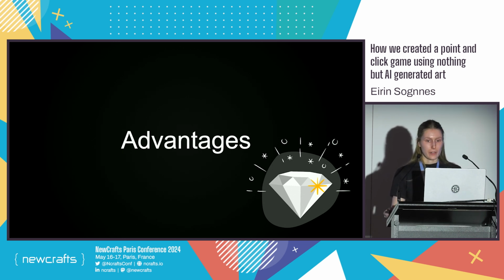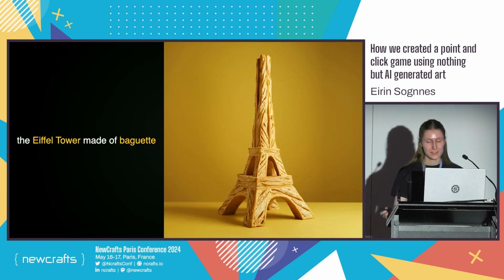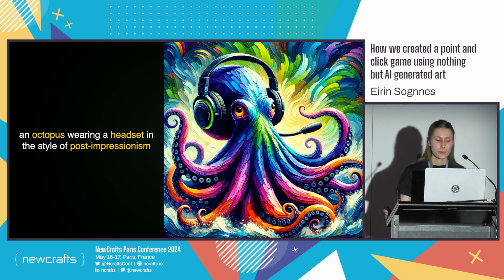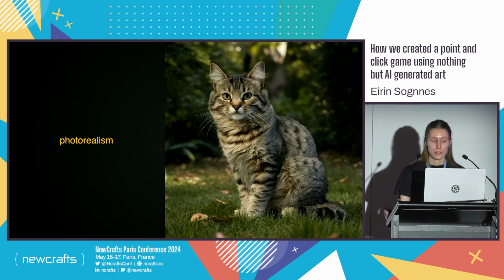It's also good for references, like if you want to see how the Eiffel Tower would look if it was made out of baguette. Maybe you won't find that on Google, but an image generator will definitely do that for you. So if you're as curious as me, this is how it looks. I think it could be made of baguette. I also had an idea to see how an octopus with a headset would look like, and that looks like this.